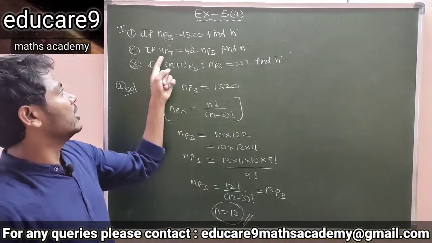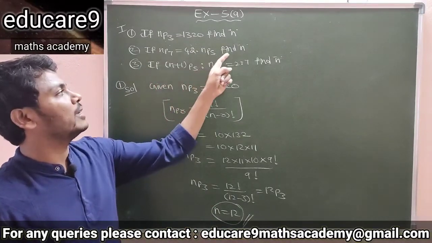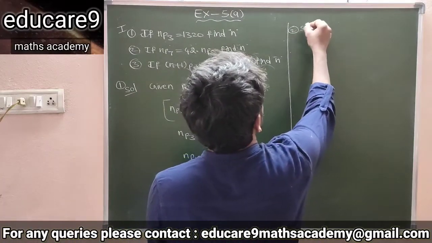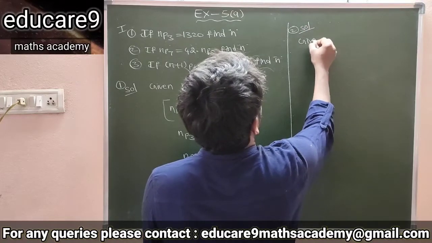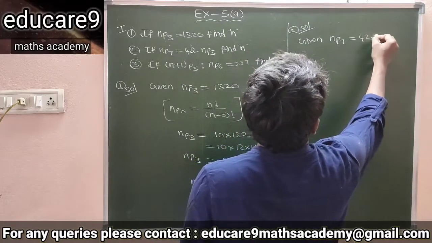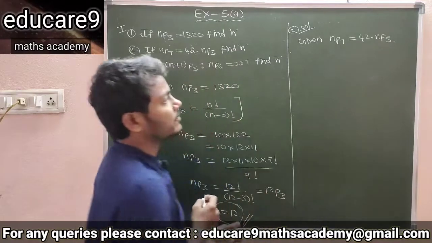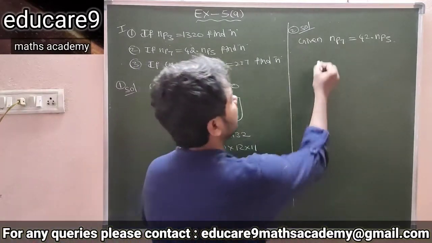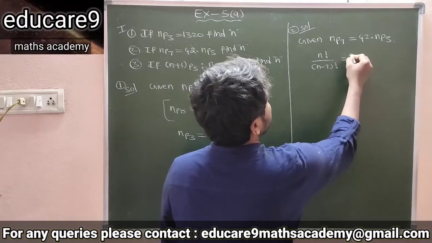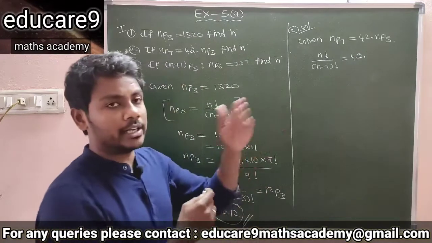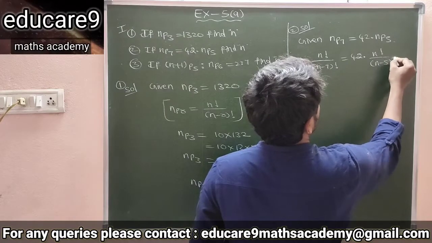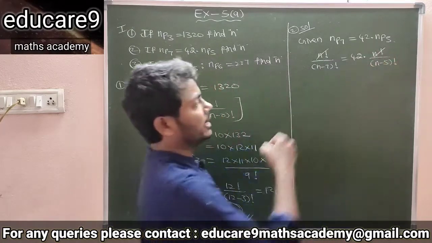See the second one. If nP7 is equal to 42 into nP5, then find n. See the second solution. Given nP7 is equal to 42 into nP5. See here, how to write nP7? n factorial by (n minus 7) factorial is equal to 42 into, how to write nP5, n factorial by (n minus 5) factorial. So n factorial gets cancelled.